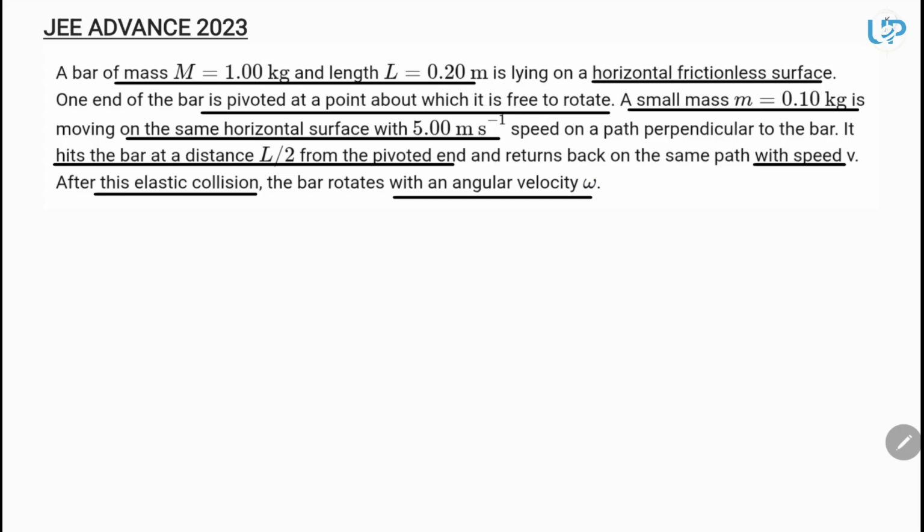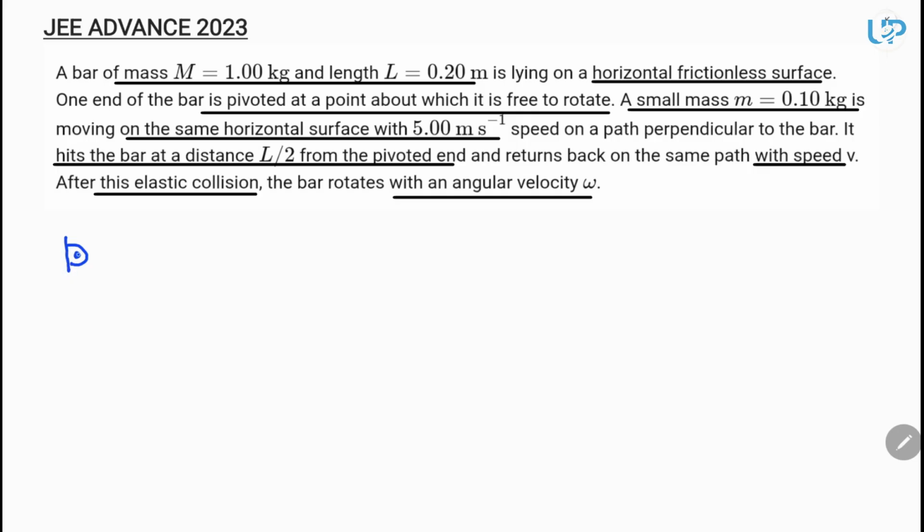So we have to find this angular velocity omega with which the bar will rotate after this elastic collision. If you try to understand this problem clearly, you will get to know that there is a concept which is going to act in this problem, and that is conservation of angular momentum. So let us first draw the diagram involved in this problem.